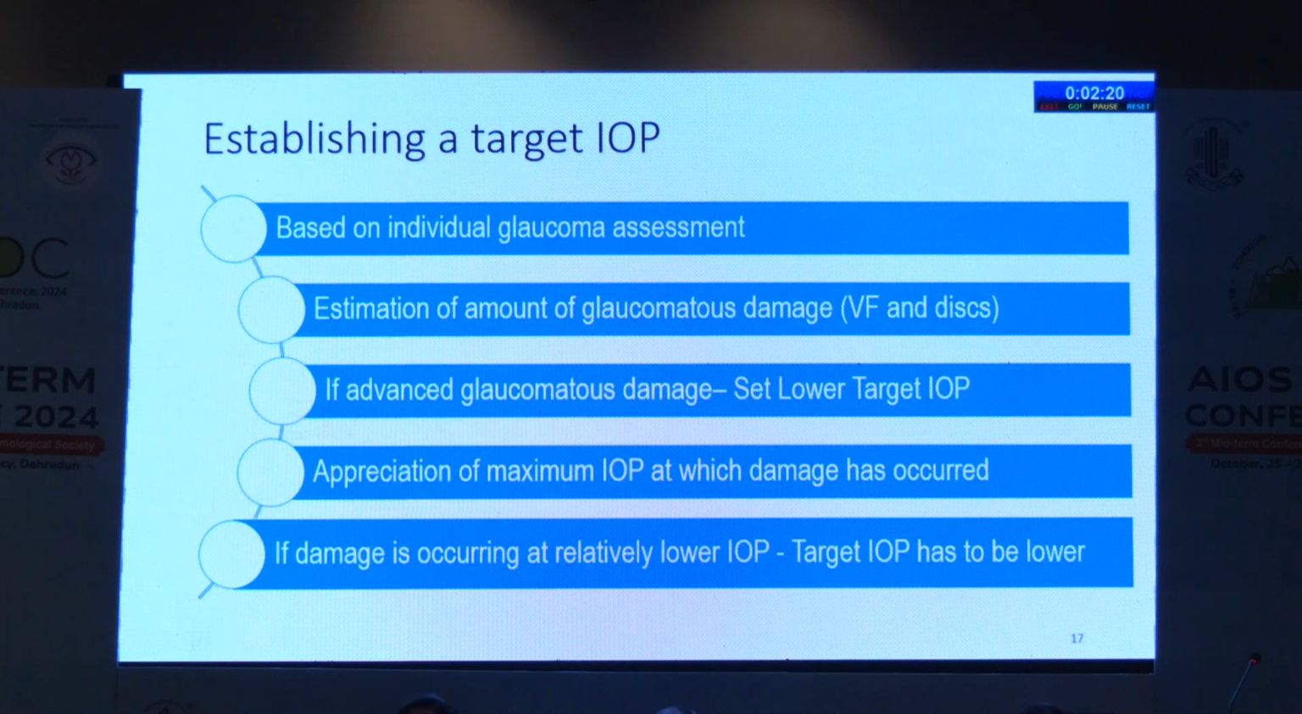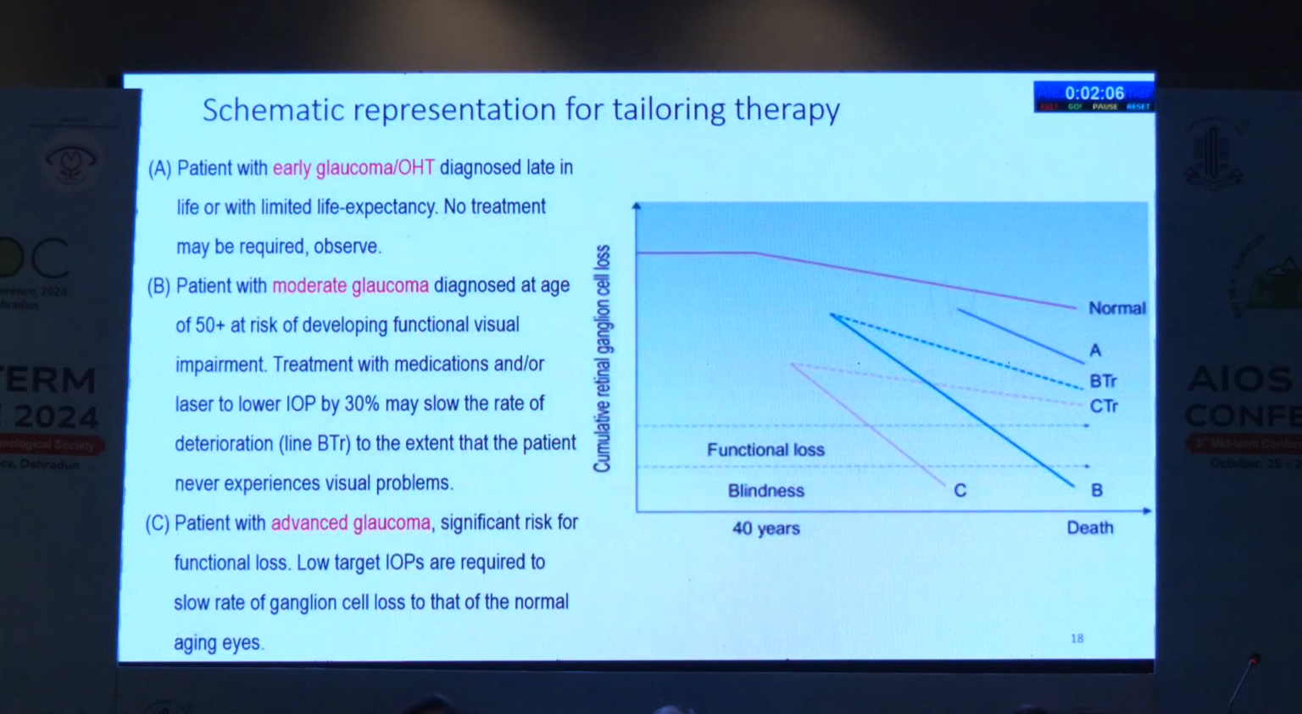Also, it is important that you appreciate at what intraocular pressures the damage is occurring in a patient, so that if damage is occurring at relatively lower IOPs, you need to decrease the IOPs still more. For tailoring therapy, it is important to look at a number of factors. For example, if you have a patient with ocular hypertension, early glaucoma, and limited life expectancy, you may even observe such patients.